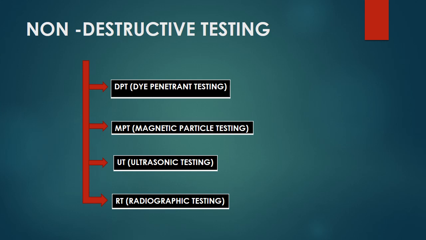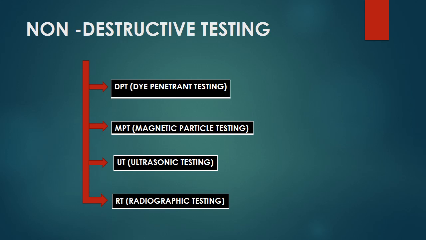Different types of non-destructive testing methods. One is dye penetrant testing and second one is magnetic particle testing. Third one is ultrasonic testing and fourth one is radiographic testing. So why do we require these different types of NDT methods? Because each and every method has some limitations. So that's why we are using different types of methods.